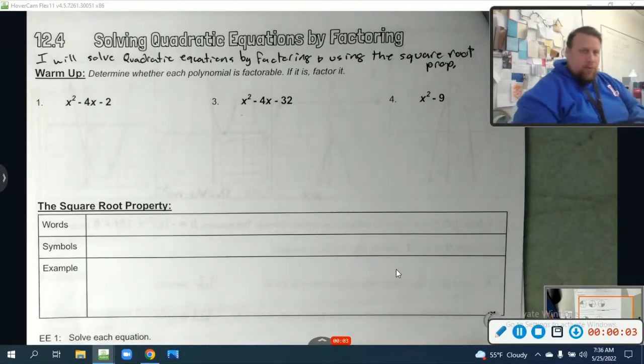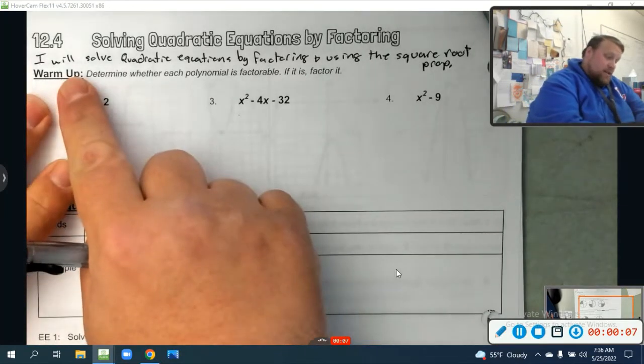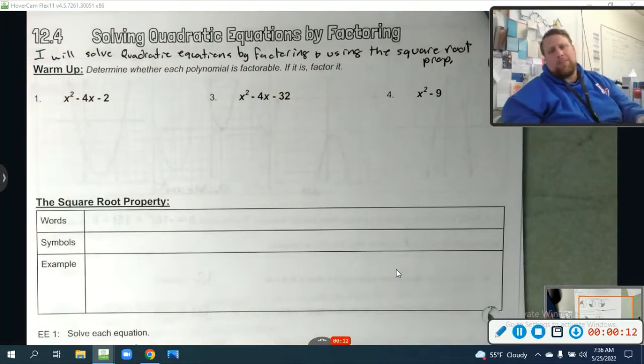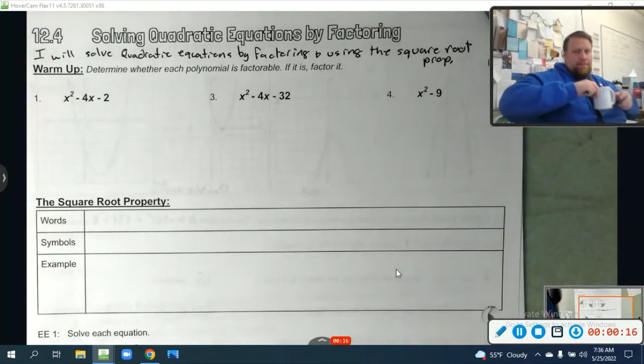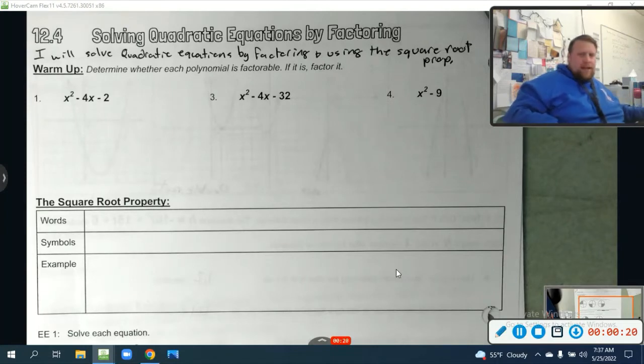All right, this is 12.4, solving quadratic equations by factoring. And your learning target is, I will solve quadratic equations by factoring and using the square root property. Much more emphasis on the factoring, but we'll get to that. Go ahead and write this down. Remember, pause as needed as I go through this.